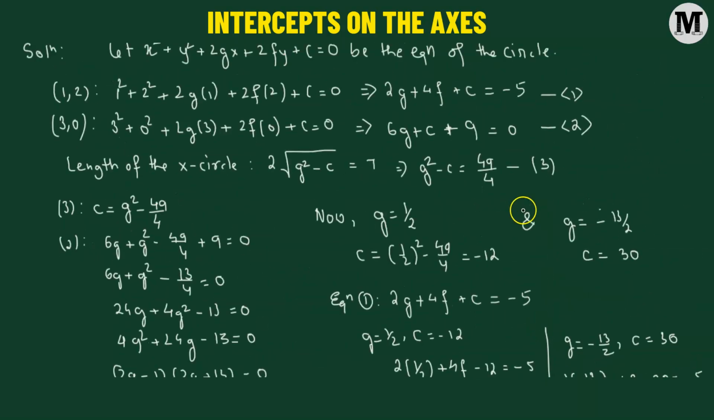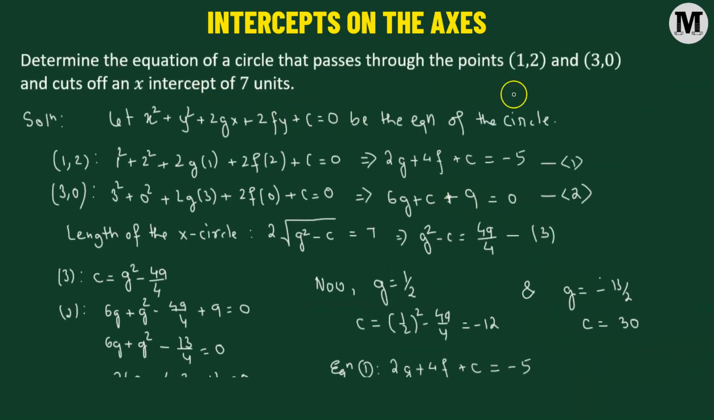Both of the two circles are going to have an x-intercept of 7 units, and they're going to pass through the points 1, 2 and 3, 0.